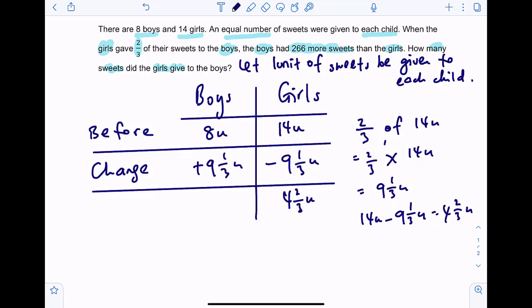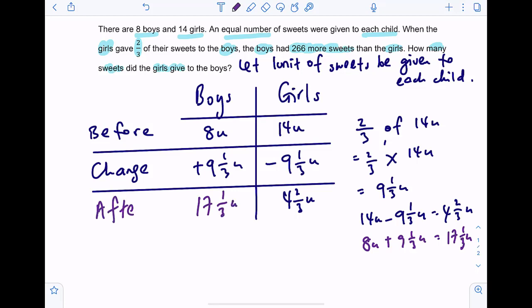And for the boys, they got lucky because they received some sweets. 8 units plus 9 whole and 1/3 units is 17 and 1/3 units of sweets altogether for the boys. 17 1/3 units, and this represents the after case.